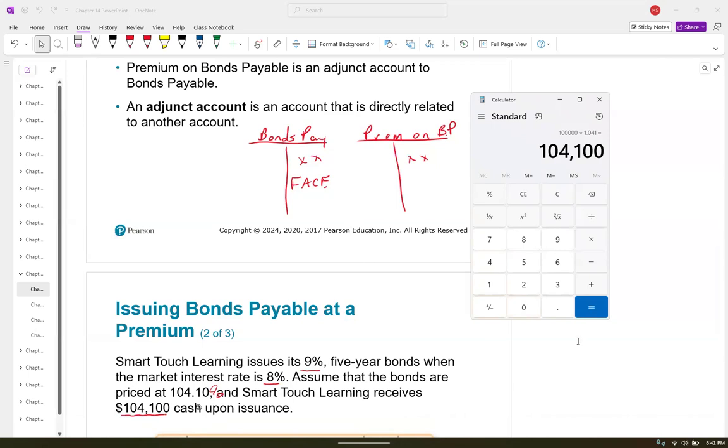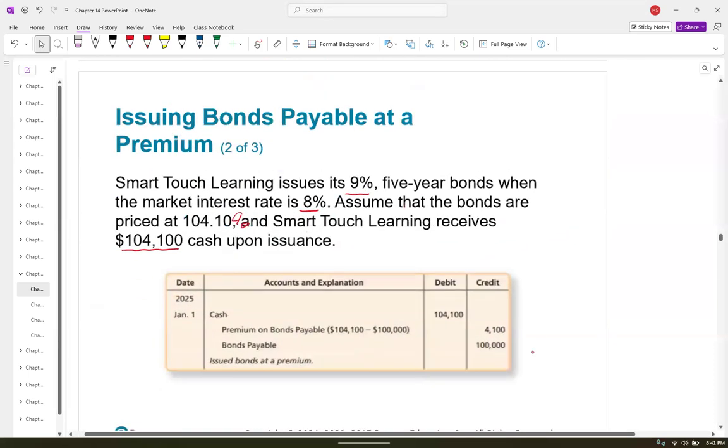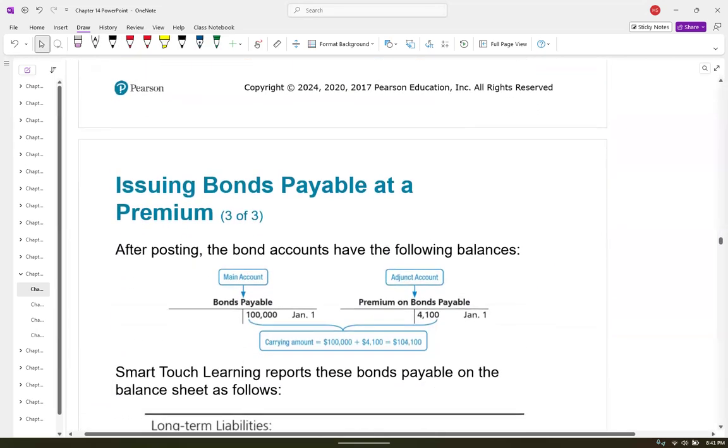Okay, how much cash are we going to get? We're going to get 104,100. Okay, that's how much cash we're going to get. That's the issue price. We're going to credit bonds payable for 100,000. That's the face. And we're also going to credit that premium on bonds payable. They're going to be listed together on the balance sheet. Okay. So now, what does that $4,100 represent?